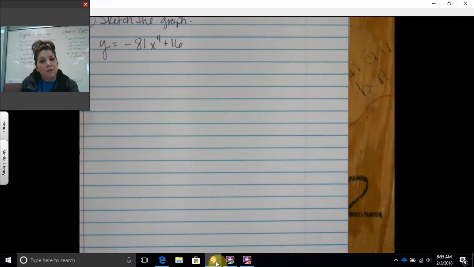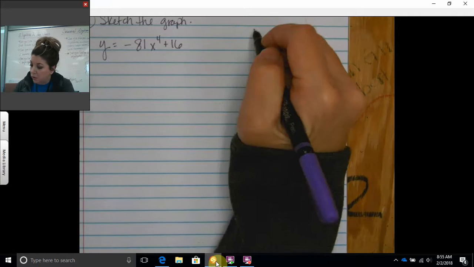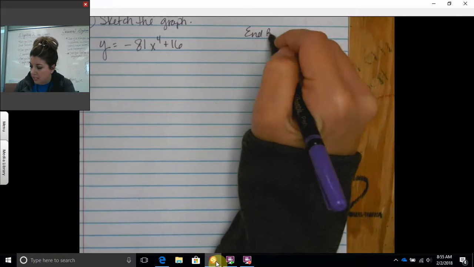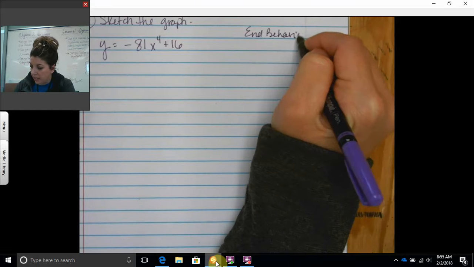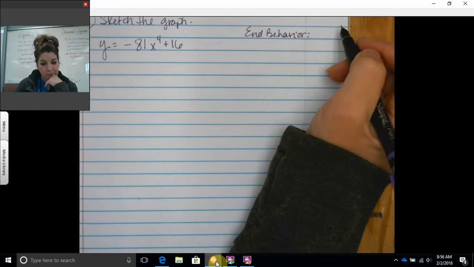Negative 81x to the 4th plus 16. I got to factor out a negative 1. Before I do that, though, before you change anything, let's talk about the end behavior. What's the end behavior going to be?